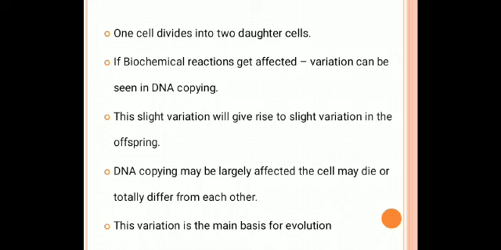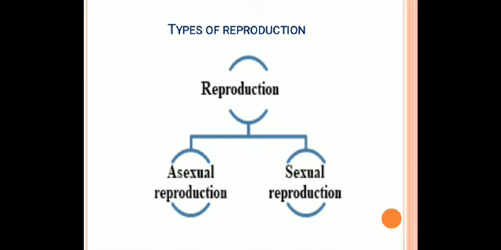But sometimes the DNA copying may be largely affected in the cells. What happens? The cell may die. In case the DNA survives, it is totally different from each other. This variation is the main basis for evolution. This inbuilt tendency of variation during the process of reproduction is the main basis of evolution. We know the important variation; I will tell you later.